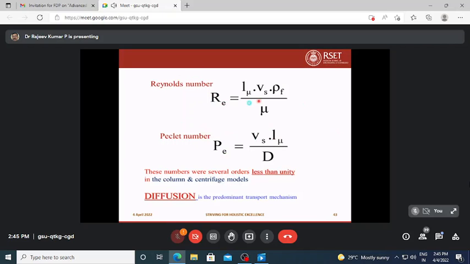And by using these expressions, we found out the Reynolds number and the Peclet number. So here, d is the particle size, v_s is the seepage velocity, ρ_f is the density of the fluid, and all those things we have used to find out the predominant transport mechanism. It is understood from the permeability values that these soils will give very low or slow movement or migration of the contaminant. So these Peclet numbers and Reynolds numbers were several orders less than unity.